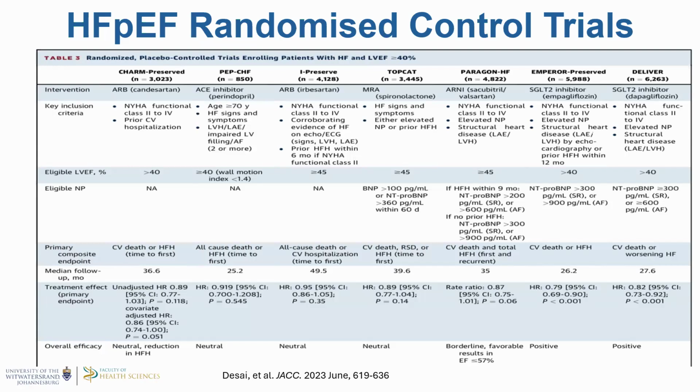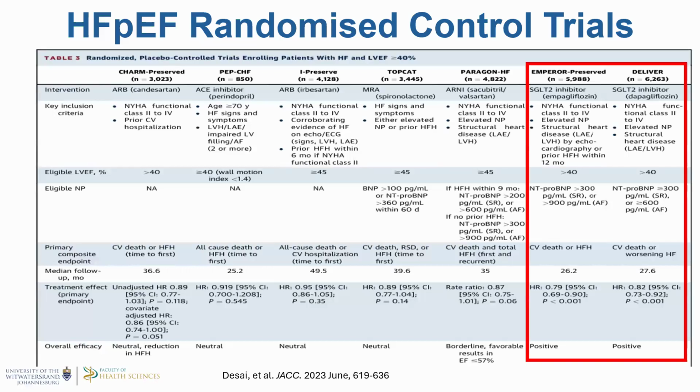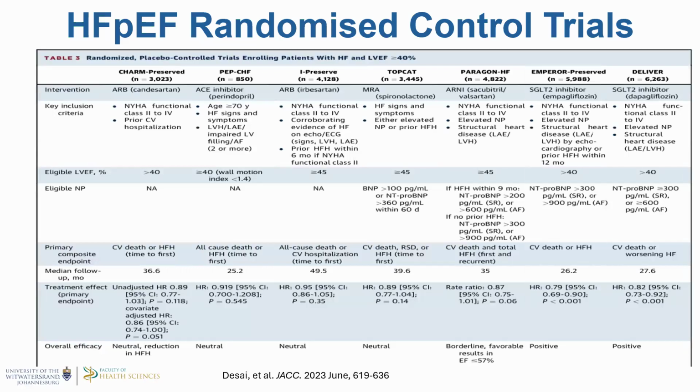One of the first trials that was done in patients with heart failure with preserved EF was the CHARM trial, which was published in the Lancet in 2003. It tested the angiotensin receptor blocker candesartan. As you can see there on the first part of this graph, they said it modestly reduced heart failure hospitalization, but it was predominantly a negative trial.